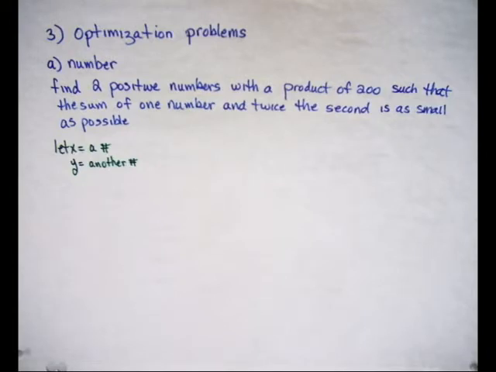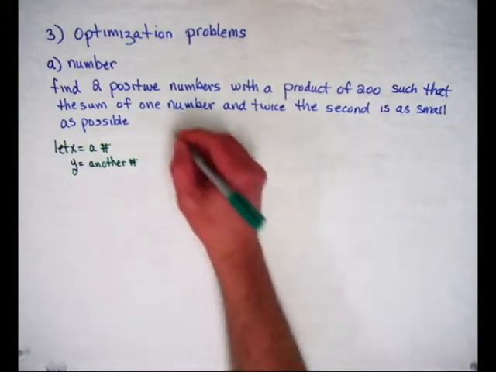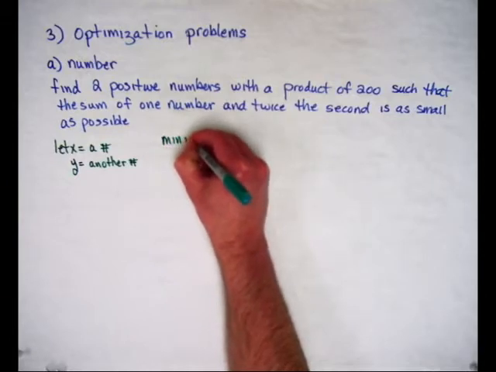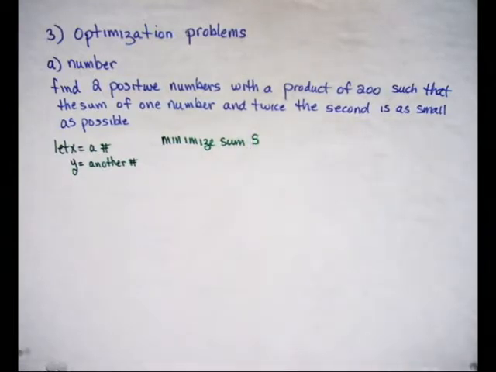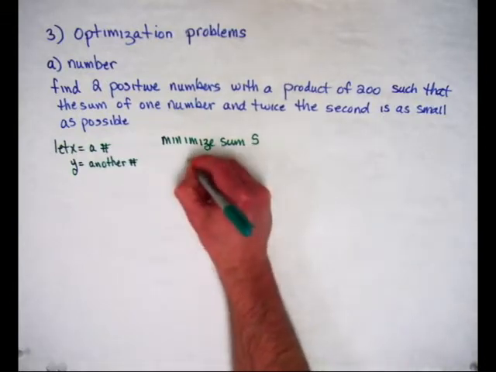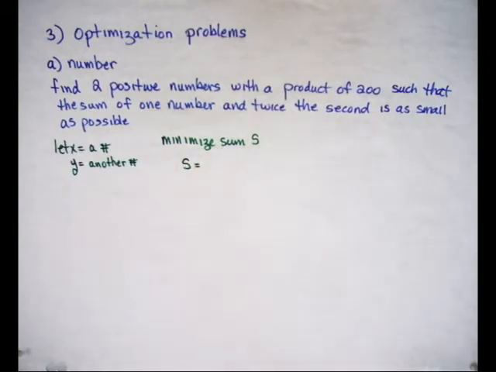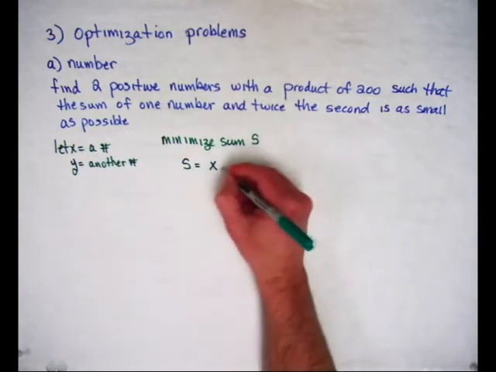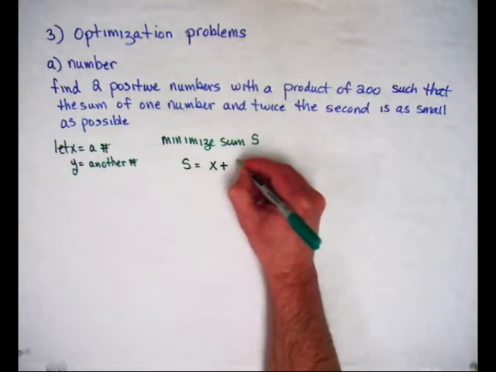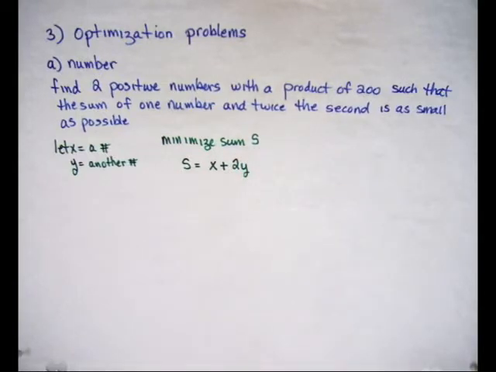Now your next job is to identify what is it you're trying to optimize. Well, in this case, you're trying to find the smallest sum possible. So we could call that S. So we're trying to minimize the sum S. So what we need to do now is write a function that gives us the sum in this particular question. So our sum, what is it we're trying to sum? It says the sum of one number, so the sum of x, and twice the second number. So our sum is going to be the first number plus 2 times the second number, y.